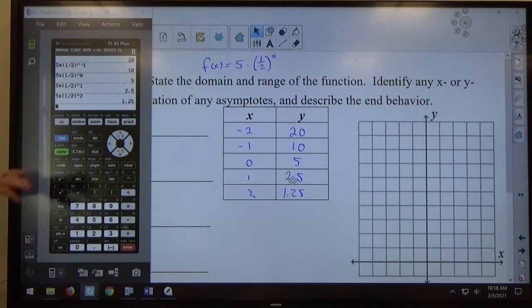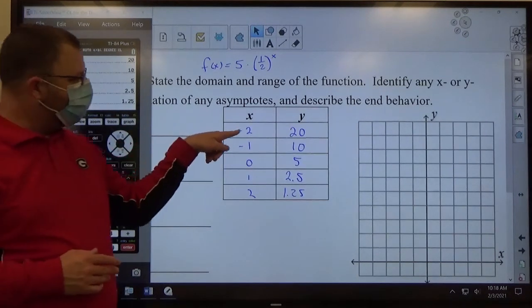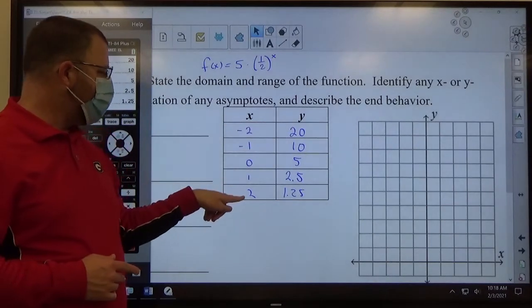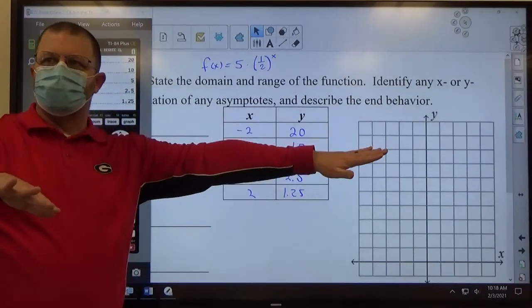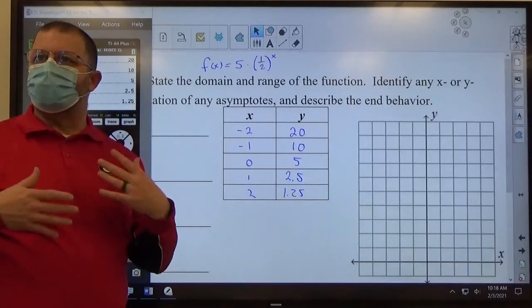Now you'll notice before I plot the points that this time it doesn't look like it's getting close to anything, right? It's kind of getting smaller. Maybe it's getting close to 1. I'm not quite certain, right? But the negative numbers create big answers, the positive numbers getting smaller answers. So it's getting smaller as it goes this way. It's got to flatten out to something. I'm not sure exactly what it flattens out to.